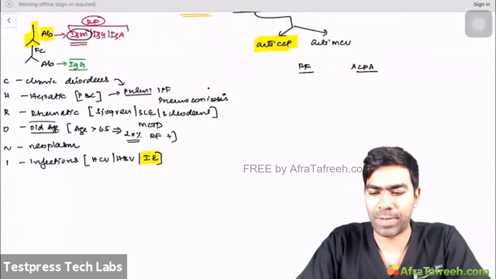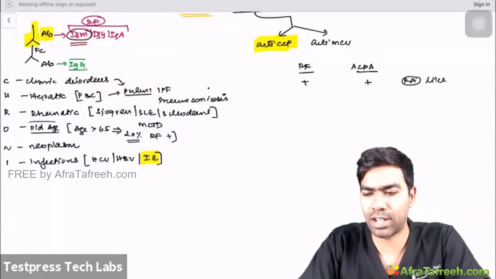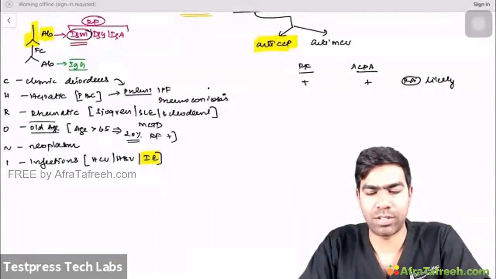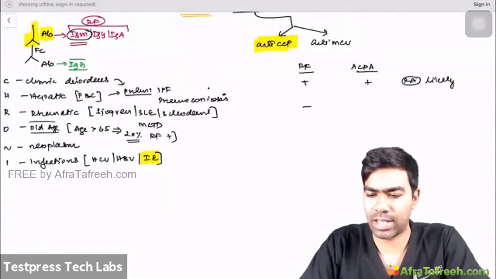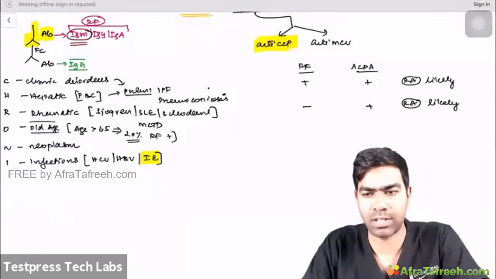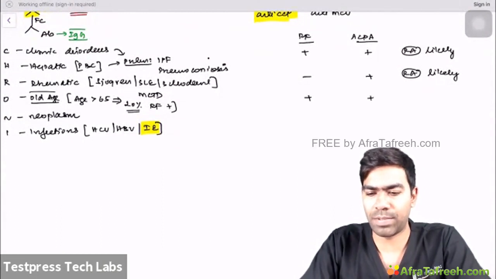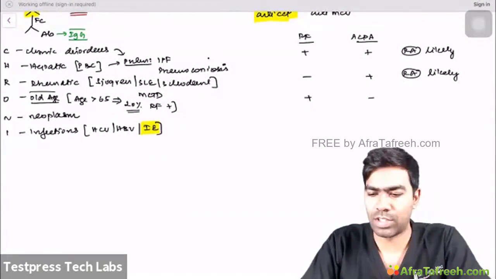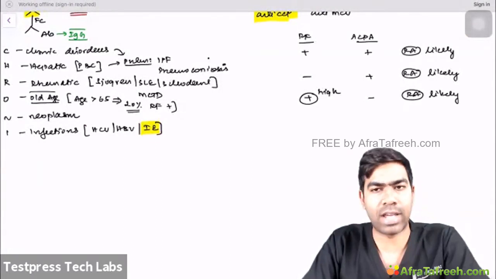For example, the patient has RF positivity as well as ACPA positivity. RA is extremely likely in this scenario. Rheumatoid arthritis is the likely diagnosis here. If RF is negative and ACPA is positive, again rheumatoid arthritis is very likely, because ACPA is very specific for rheumatoid arthritis compared to rheumatoid factor. If RF is positive and ACPA is negative, in this situation I'll look at the titers. If it's in high titers, then again I will say RA likely. But you have to carefully evaluate the clinical findings.